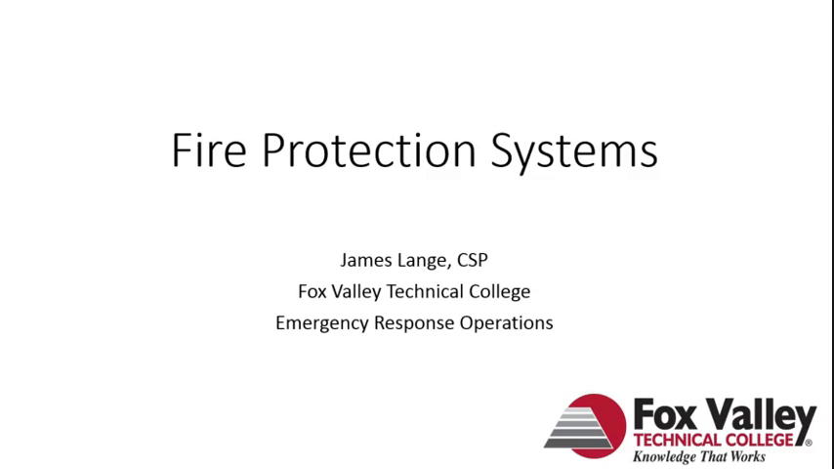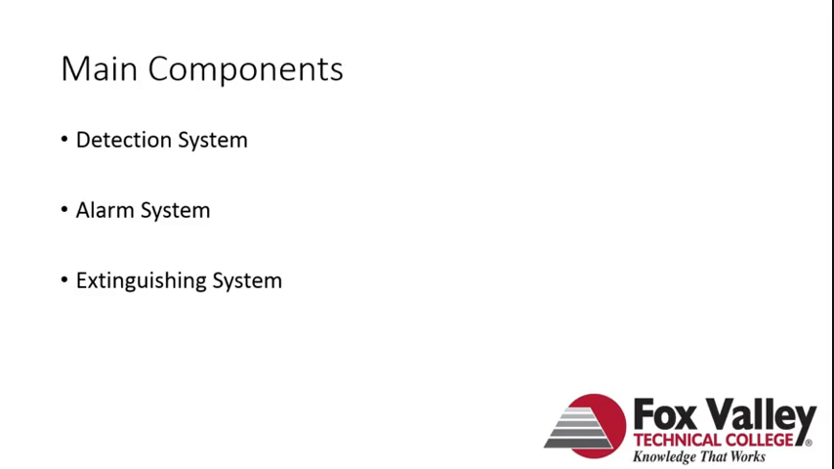So we're going to go through fire protection systems this week. And when we talk about fire protection systems, we have 3 different components that we talk about. First thing we talk about is the detection system. Then we talk about the alarm system, and then finally the extinguishing system.